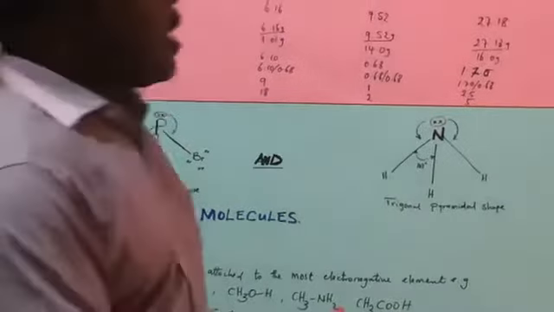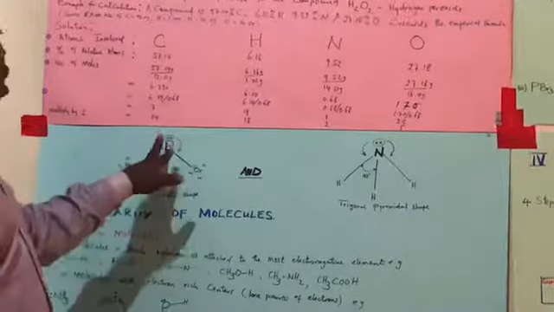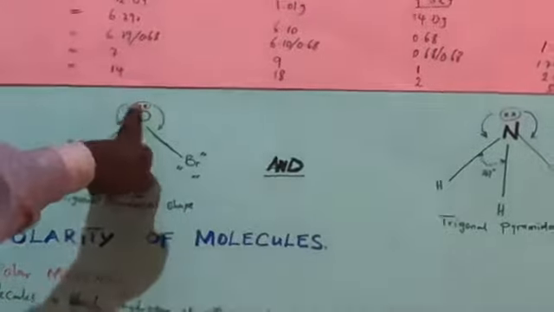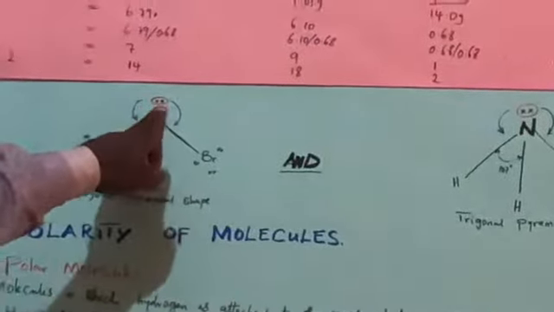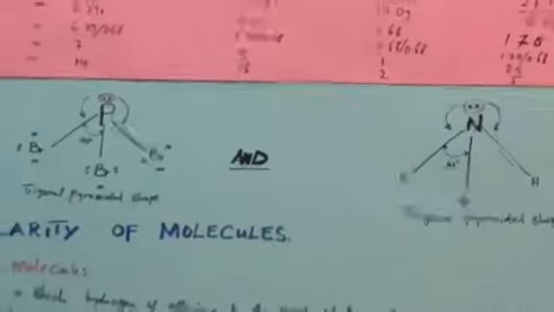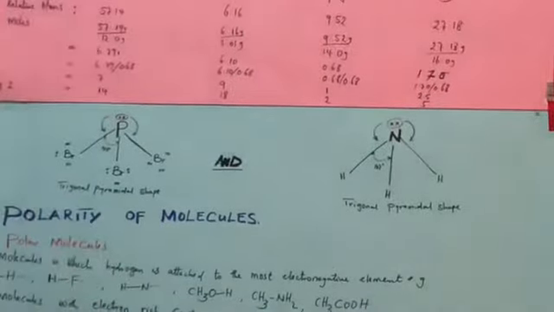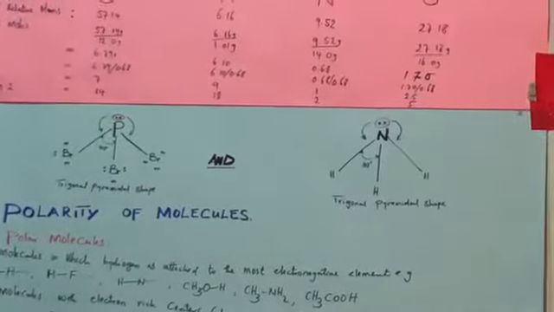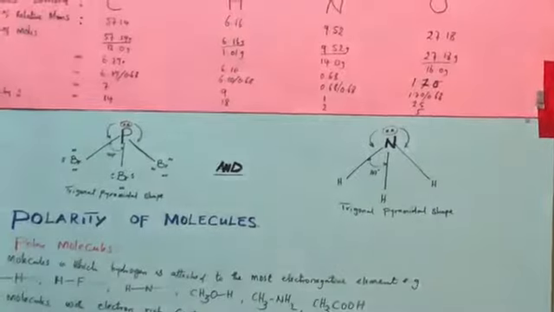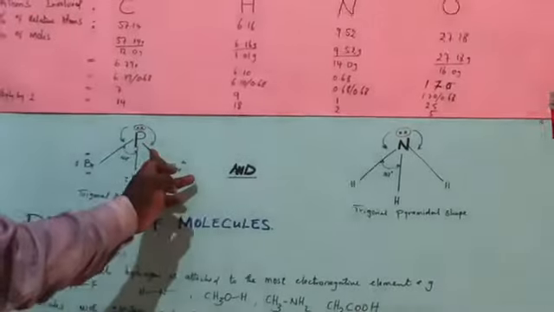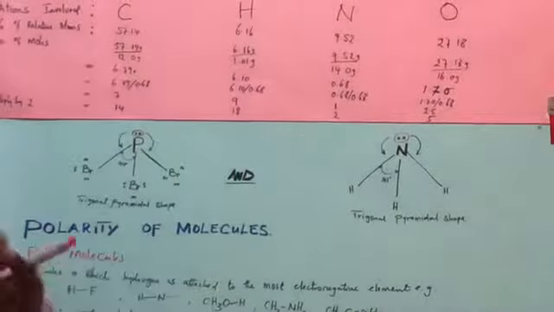But it cannot be trigonal planar, as you may find these other shapes. Why? The influence of the lone pair of electrons here. The lone pair of electrons here has an influence on the angles of this bond. This lone pair of electrons is an electron-rich center. Electrons are negatively charged, and these negatively charged electrons have a repelling effect on these other electrons. There is that repulsion.